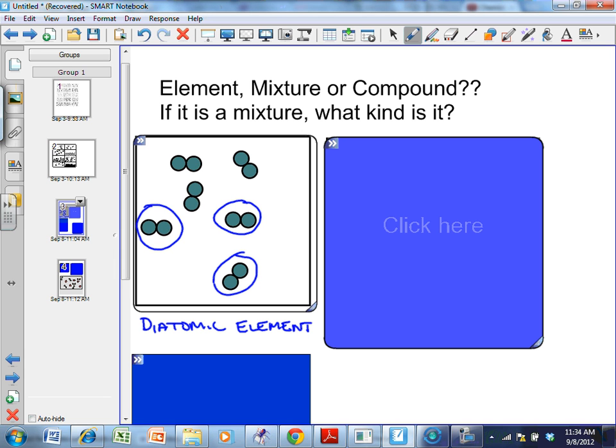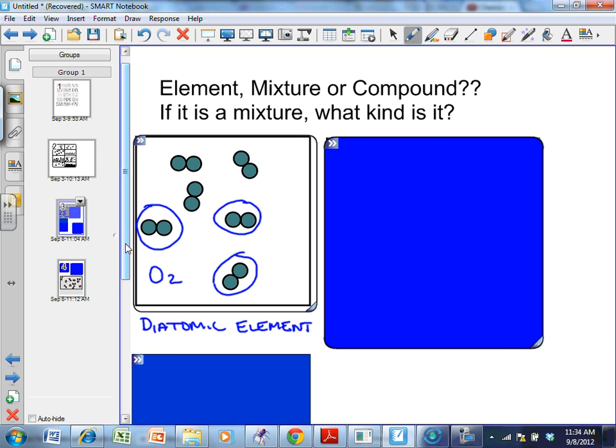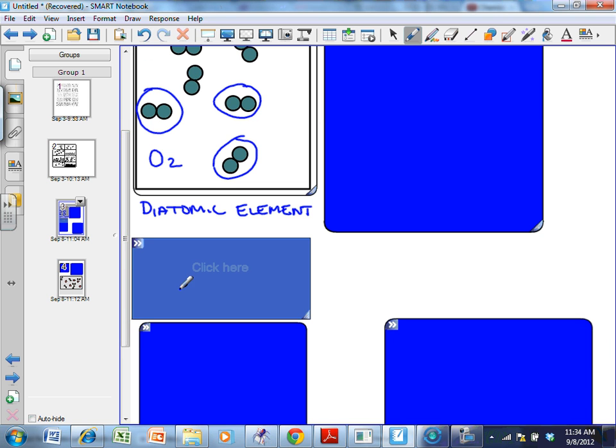This could be like oxygen, nitrogen, O2. Each molecule would be two oxygen atoms joined. All right, diatomic element. Let's look at the next one.